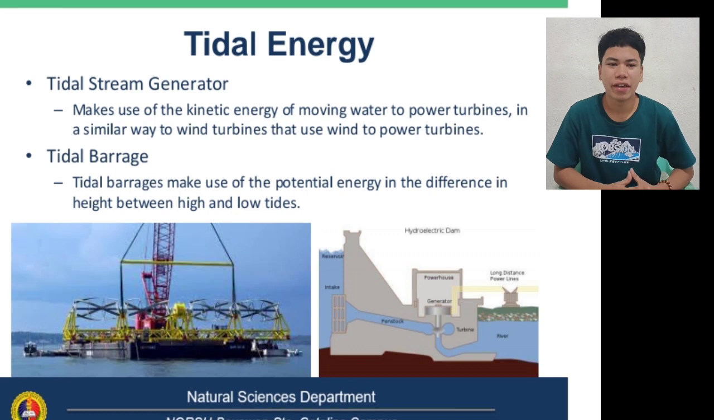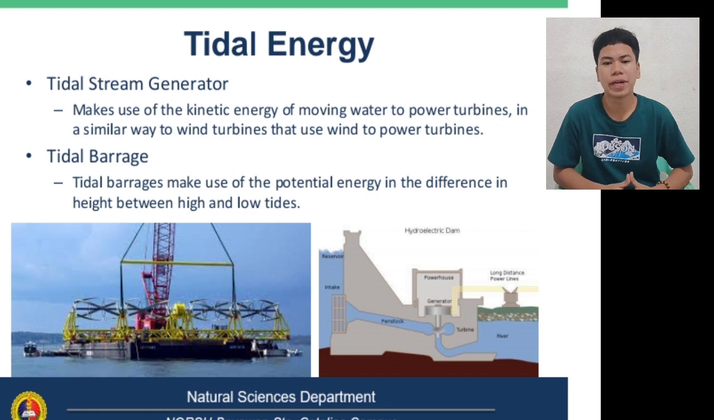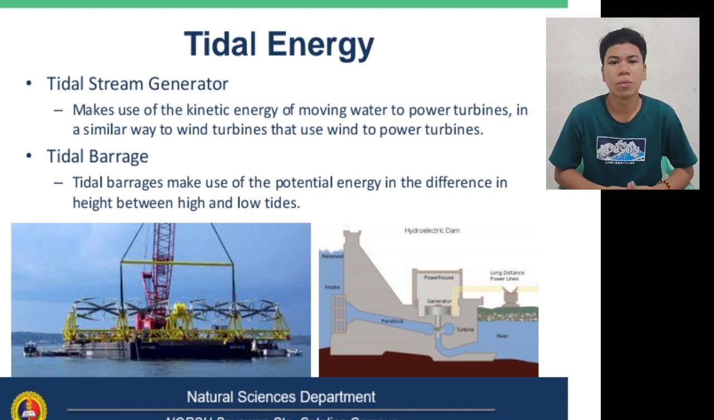Tidal energy. A tidal stream generator makes use of the kinetic energy of moving water to power turbines, in a similar way to wind turbines that use wind to power turbines. Tidal barrage. Tidal barrages make use of potential energy and the difference in height between high and low tides.